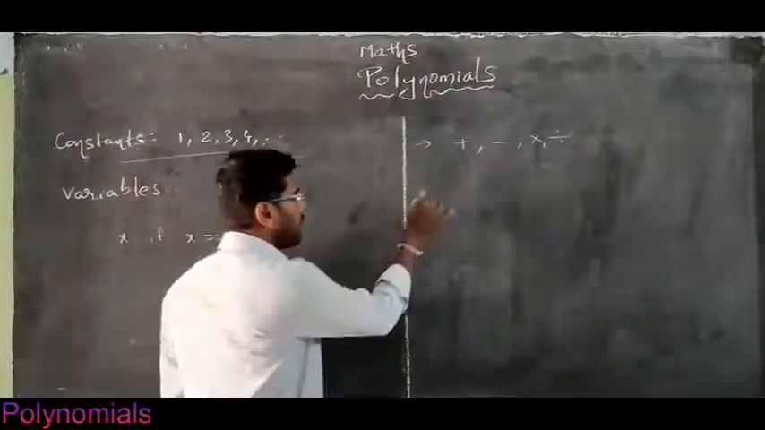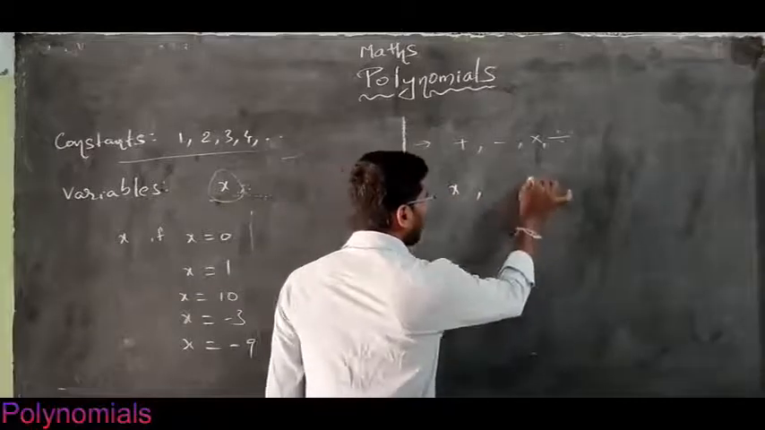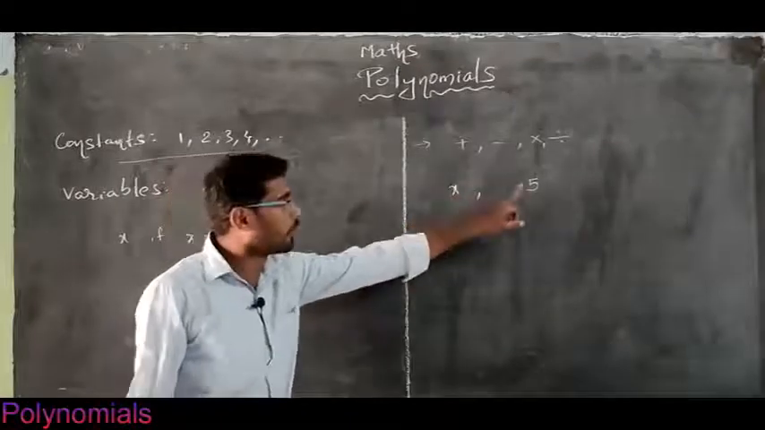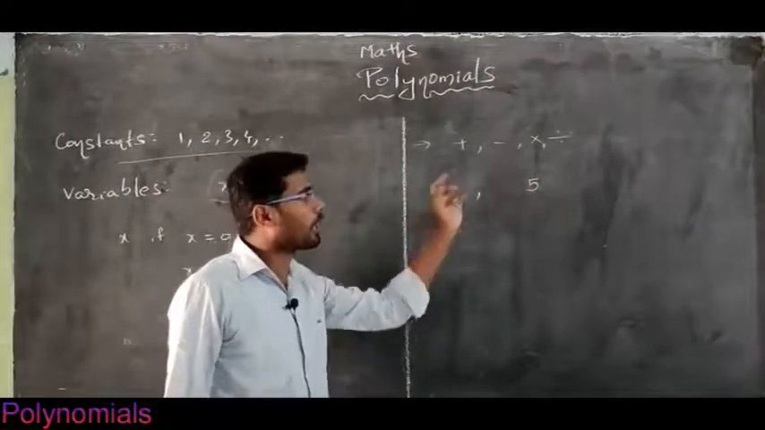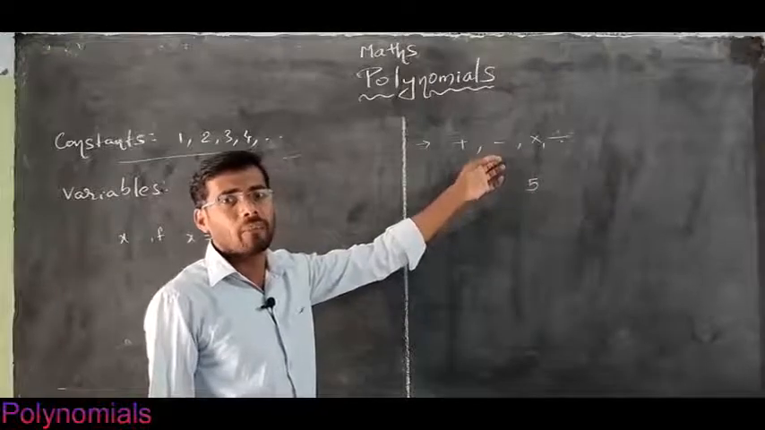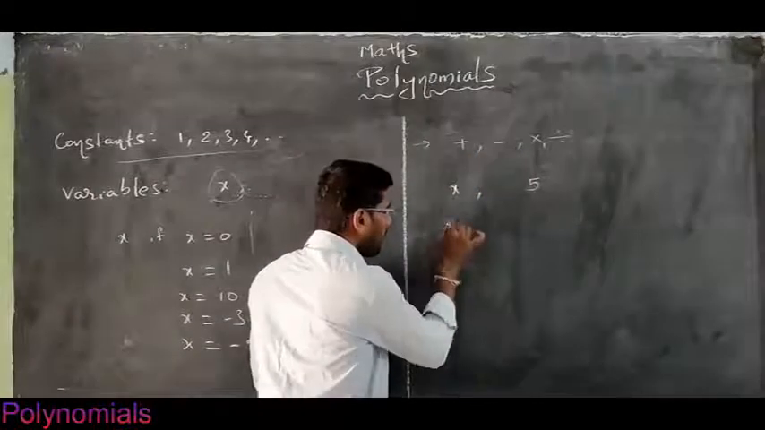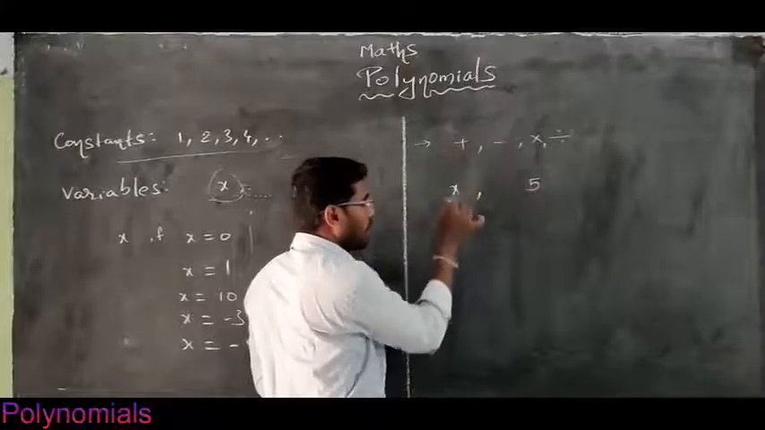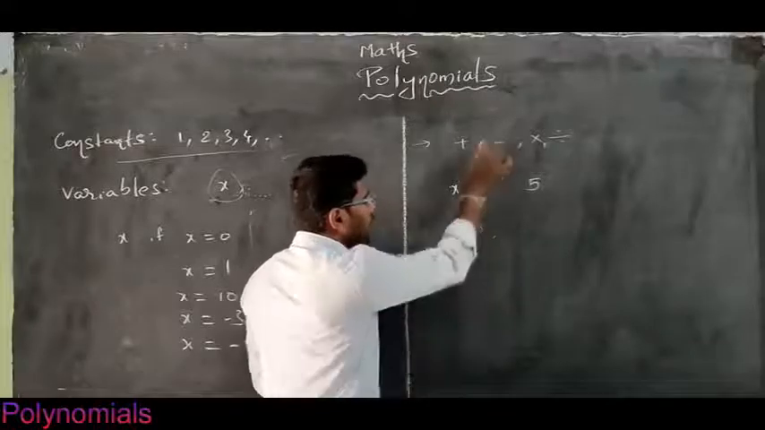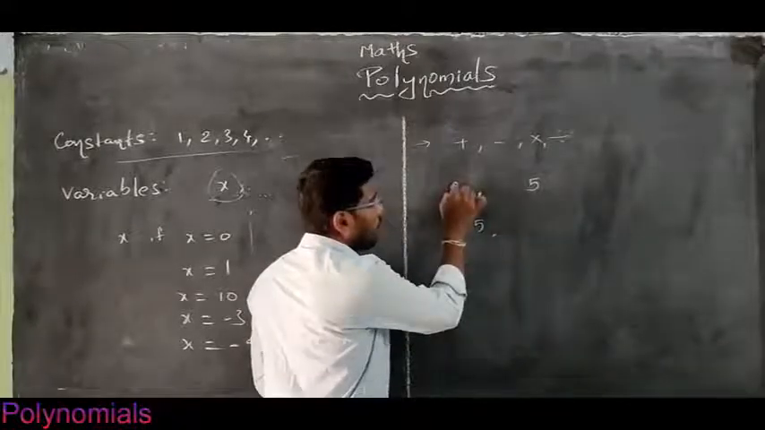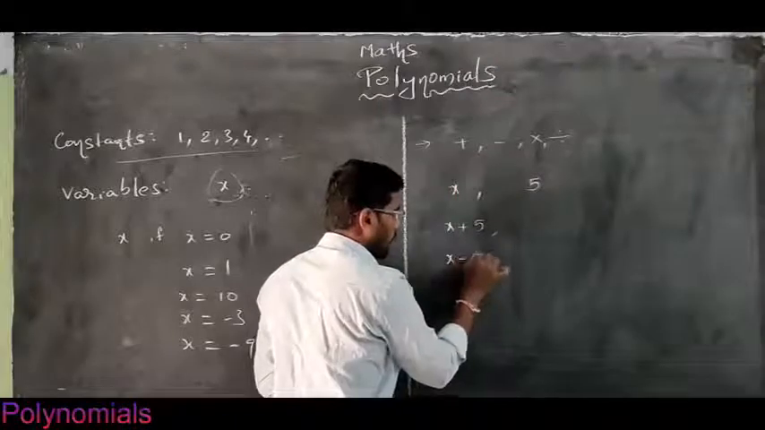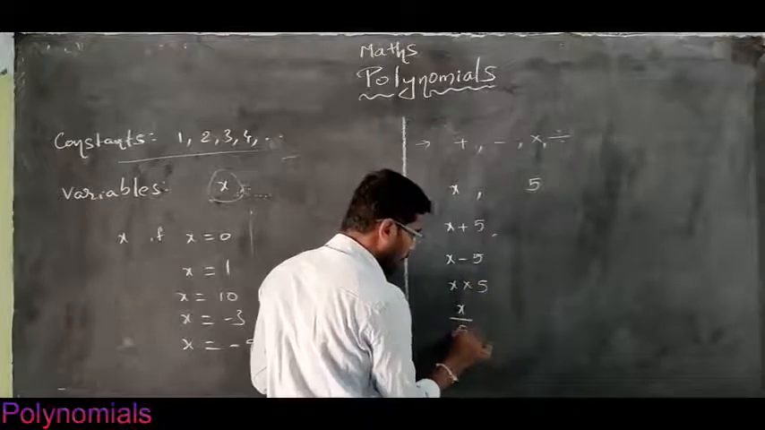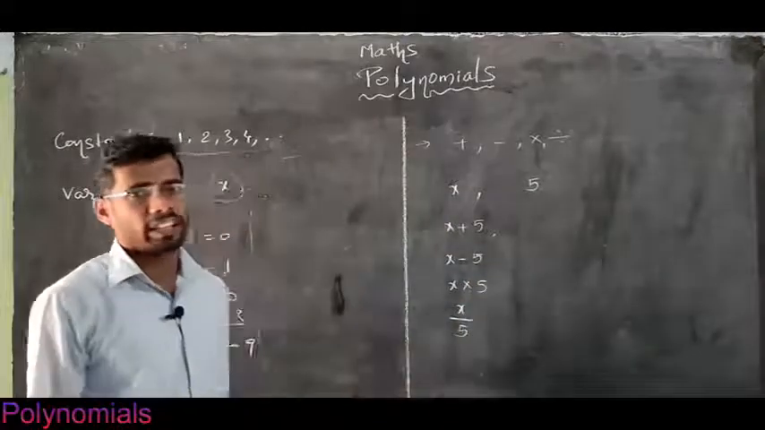fundamental operations, suppose I am taking one variable x and one constant 5. For this variable and constant, I am going to apply the fundamental operations. First I take variable x and the constant, and apply addition, x plus 5. Afterwards, I take variable x and apply subtraction, x minus 5, then multiplication, x into 5. Next, x by 5. Now I am getting new expressions.